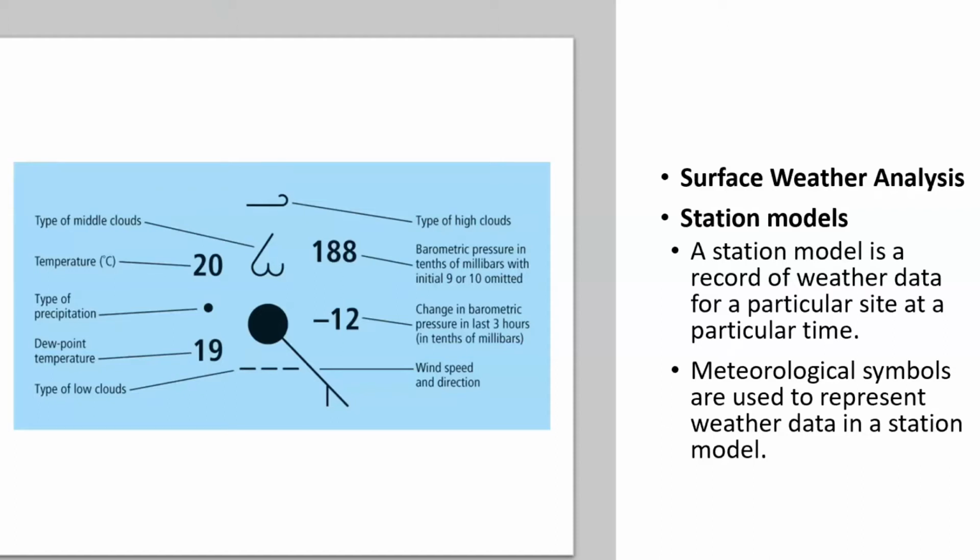So this particular station model is a record of weather data for a particular site at a particular time. Meteorological symbols are used to represent weather data in a station model. So in your chapter review or in your guided notes, you're going to need to be able to read one of these and pull data from one of these. I think specifically it talks about changes in barometric pressure, so you'd have to understand what this means. So right here, it says there's a change in barometric pressure of -12. What that's telling you is that 3 hours ago, the barometric pressure that we have now was 12 millibars higher, or 12/10 of a millibar higher.